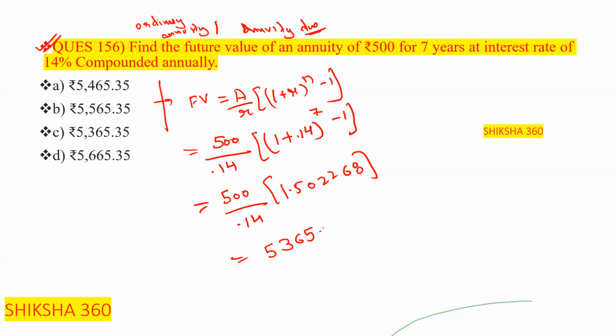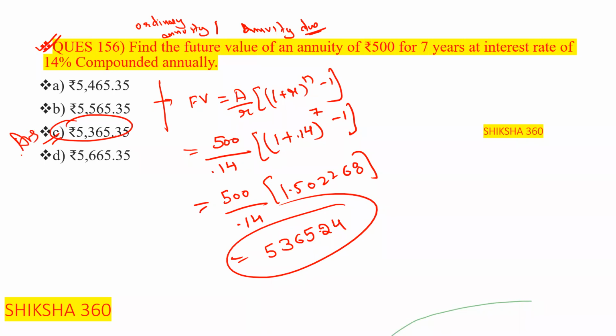So in the end, what we will get here is 5,365 rupees 24 paisa. This much is the answer we will get here. So that is 5,365 rupees. Option number C is the correct answer.